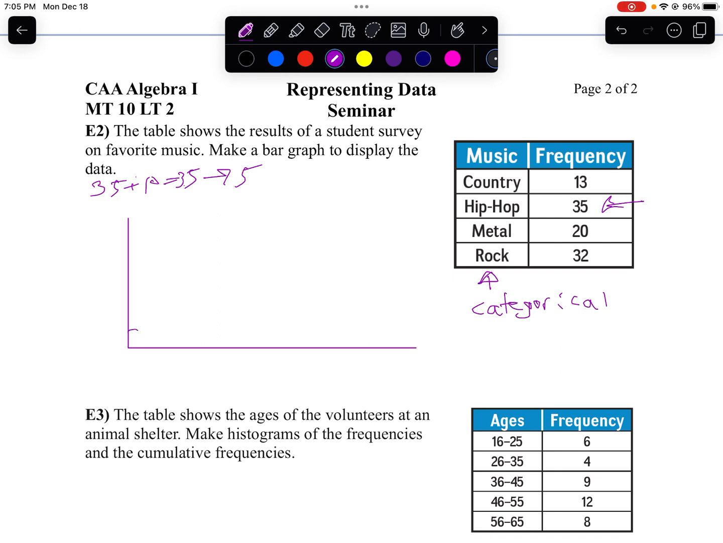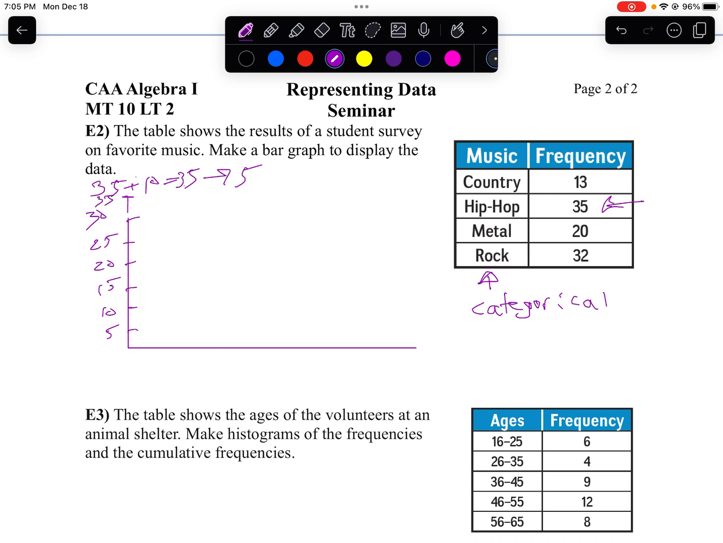So here's 5, 10, 15, 20, 25, 30. Almost ran out of room. 35 is going to go on the top here.